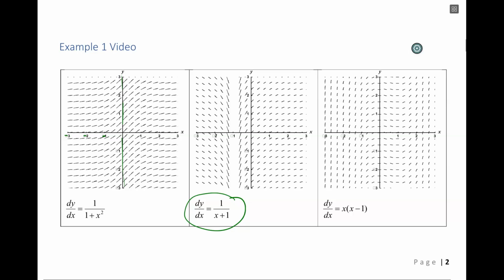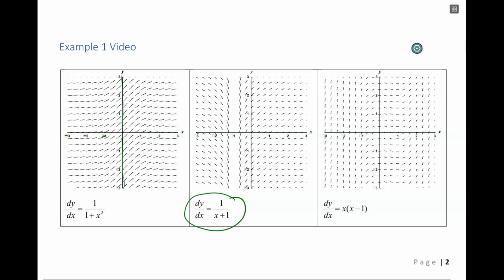So that can be, again, a few different things. It might mean you have a vertical tangent. It might mean you have a vertical asymptote, which is what I suspect we're seeing here. It might mean there's a sharp corner in your graph. So all those things that can make derivatives undefined can make this happen in your slope field.